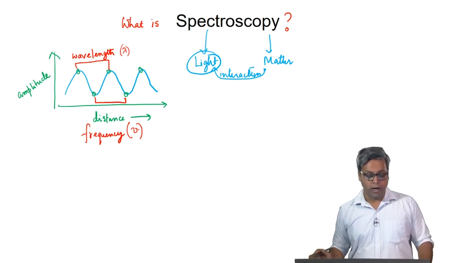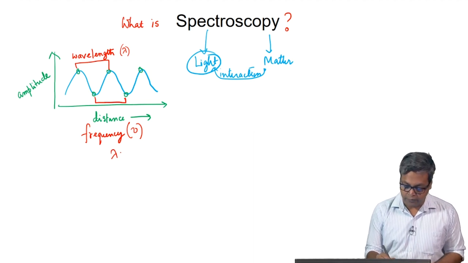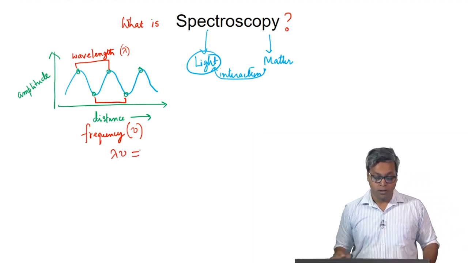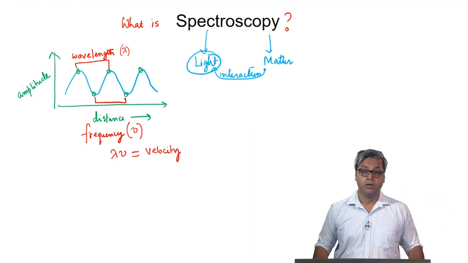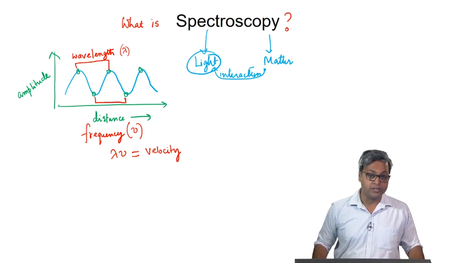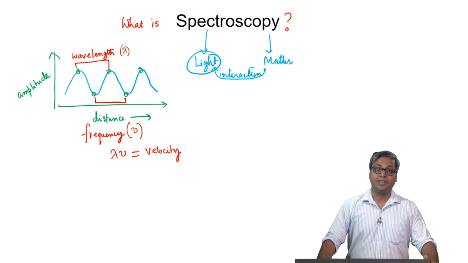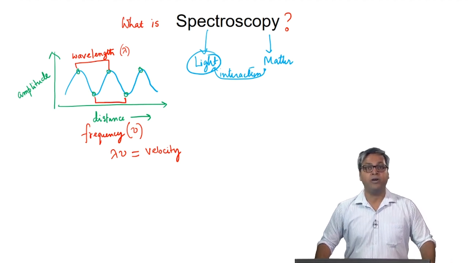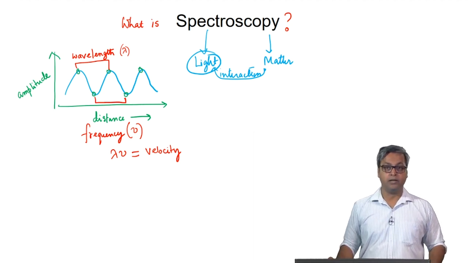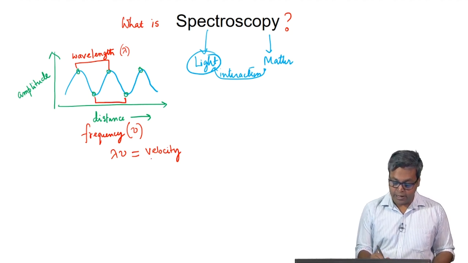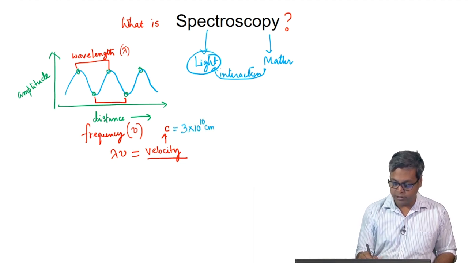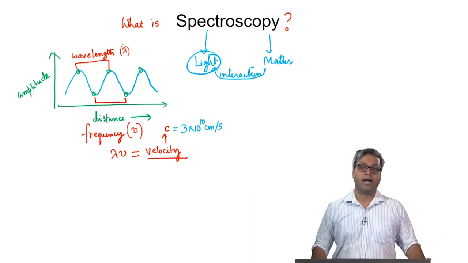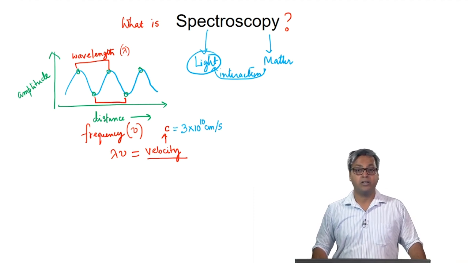Also, for any wave, if we multiply the wavelength, that is lambda, with the frequency of the wave, that is nu, what we get is the velocity with which the wave is traveling. So, for a wave moving at a constant velocity, we can again see that wavelength and frequency are inversely proportional. Now, because light is a wave, there is a frequency and a wavelength associated with light. If we multiply the wavelength and frequency of light, what we get is the velocity of light, which is represented by c, and the value of c is 3 times 10 to the power 10 centimeter per second in vacuum.